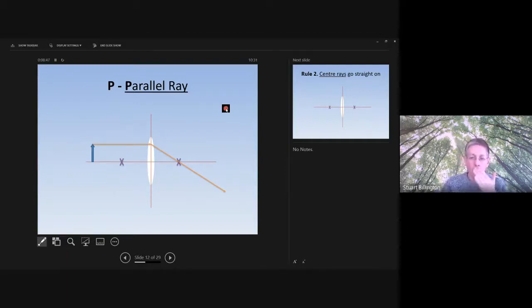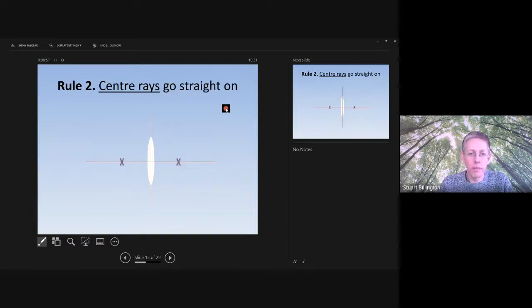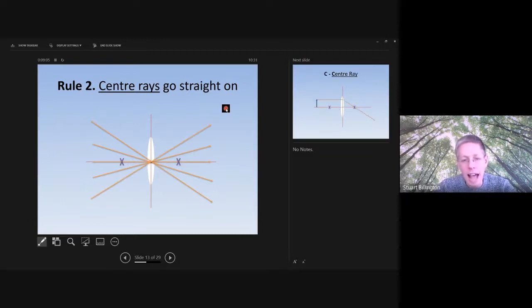Okay, that was rule number 1 for one of the rays of light. Rule number 2 is for the other ray of light. Here is rule number 2. Any ray of light that passes through the center of the lens passes through the center of the lens as if the lens was not even there.